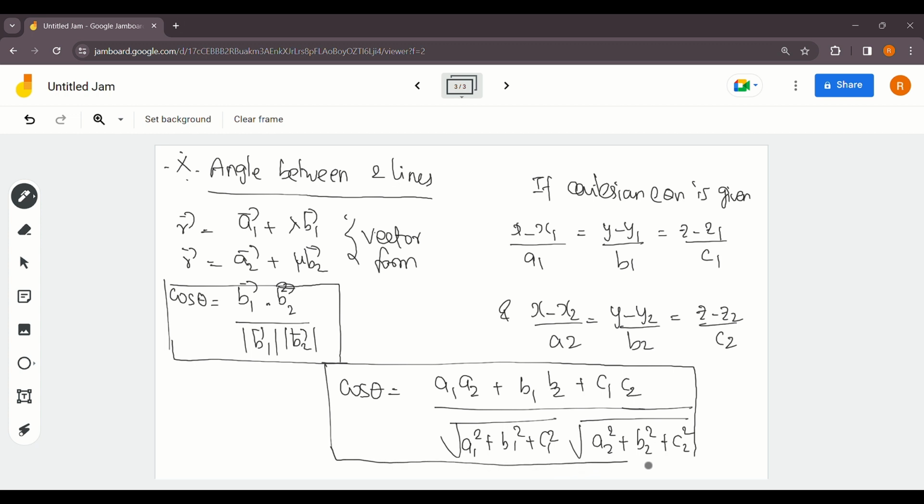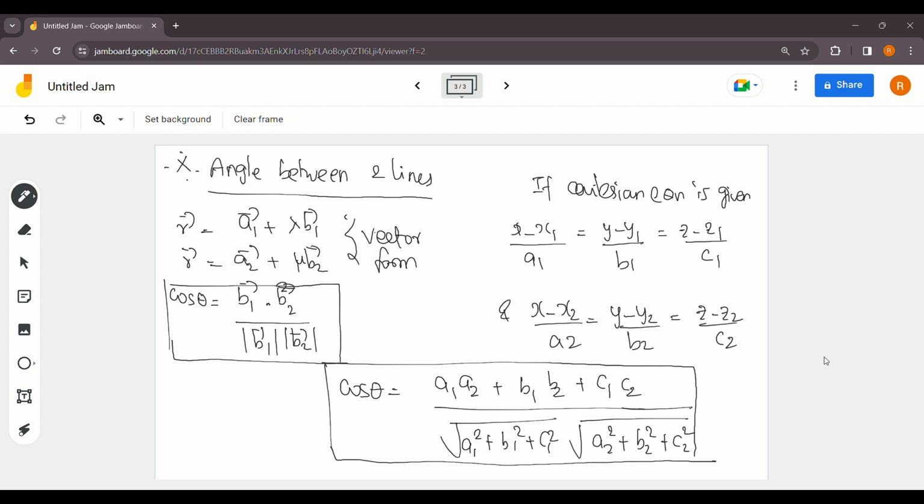So this is the formula. It is simply nothing but you just have to multiply these two, a1 a2 and b1 b2 and c1 c2, and add everything and take the modulus of this thing, root of a1 square plus b1 square plus c1 square, root of a2 square plus b2 square plus c2 square. So this is the simplest way to remember.